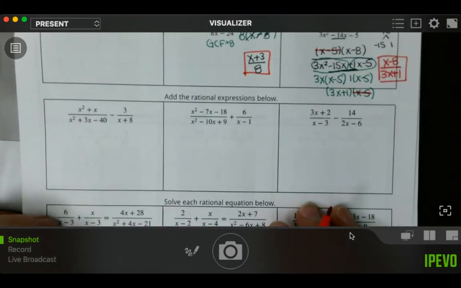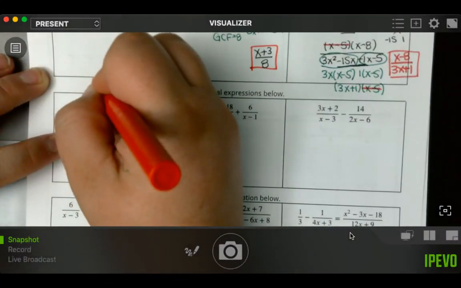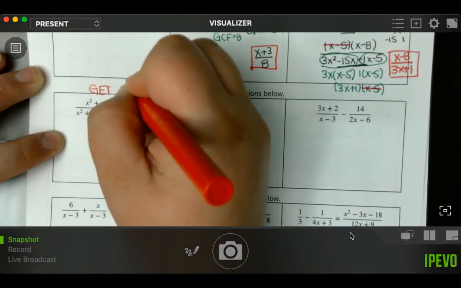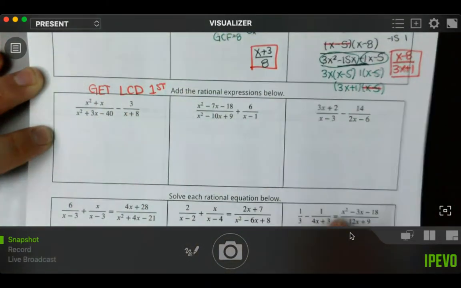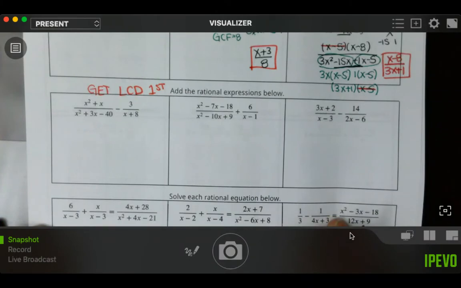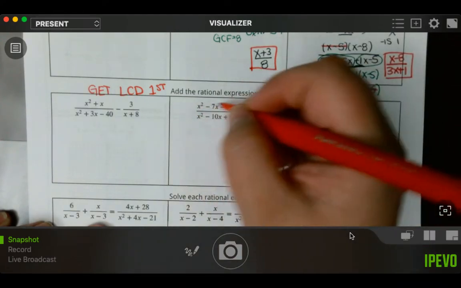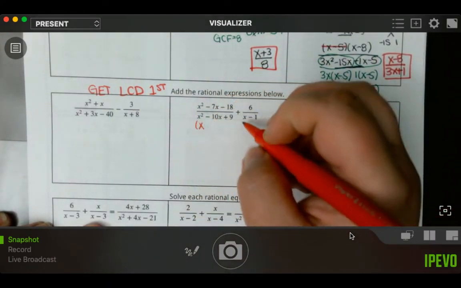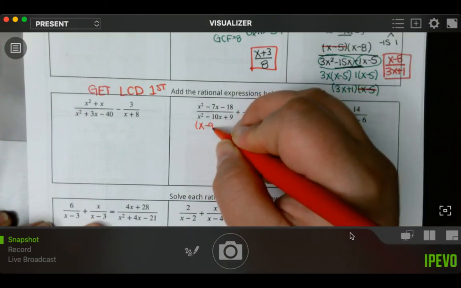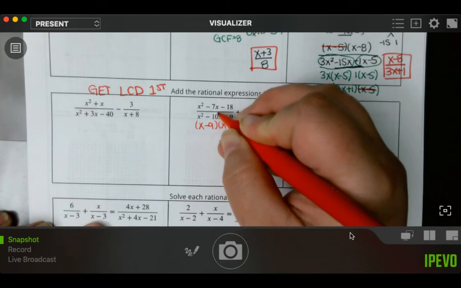Okay, now let's talk about adding. You have to have a common denominator. Please get a least common denominator first. Do not try and factor until you have one. It's going to get very, very tricky. Like on this one, I don't need to factor this up here yet. I only need to factor this bottom part. Negative 9 times negative 1 is 9, and they add to negative 10.